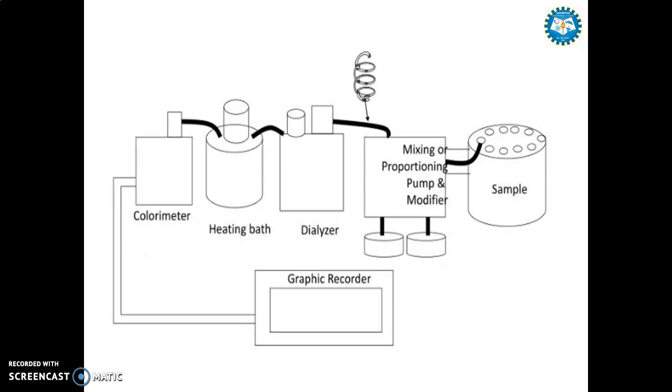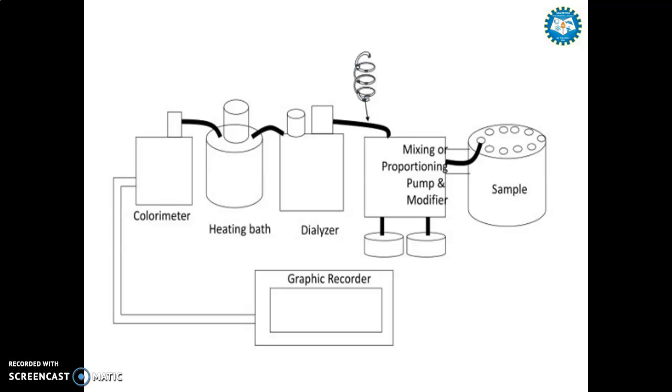So this is the auto analyzer system, where the samples are kept in tubes arranged in n numbers, maybe about 100 or 1000 depending on the size of the unit. And you can see the mixing proportionality pump and a manifold. Here two containers are there. The first container is the sampler, and the other container is the reagent.